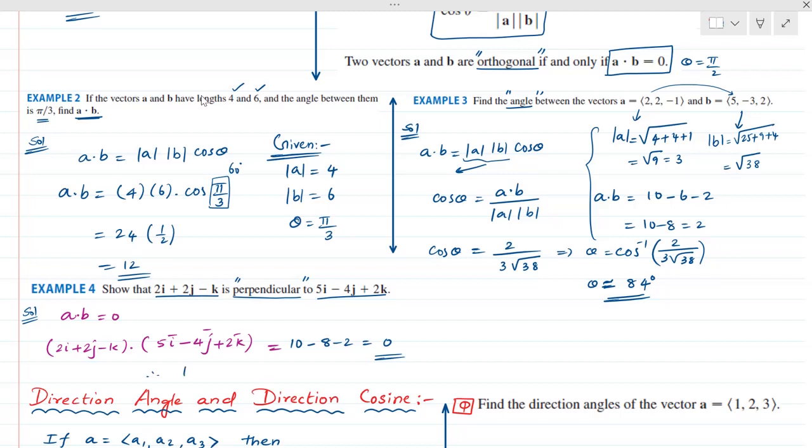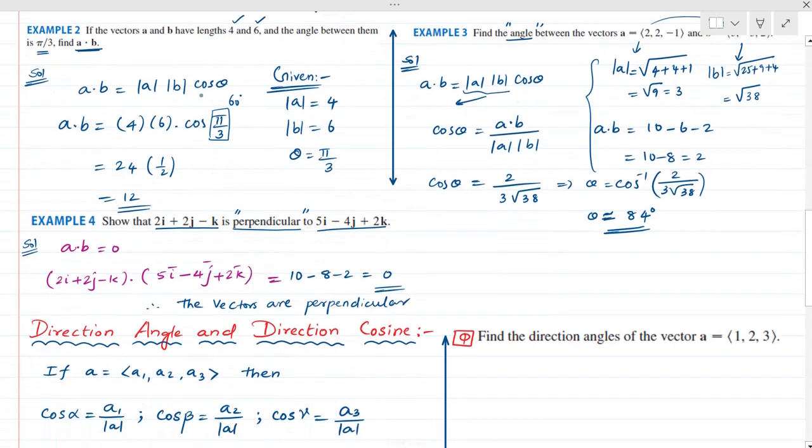The vectors are perpendicular to each other. Perpendicular. Or we can say here A is perpendicular to B.